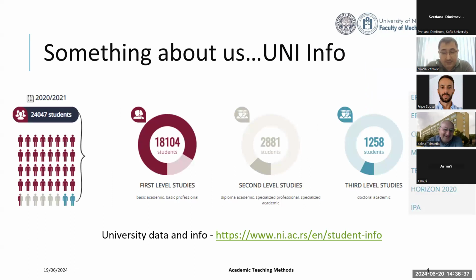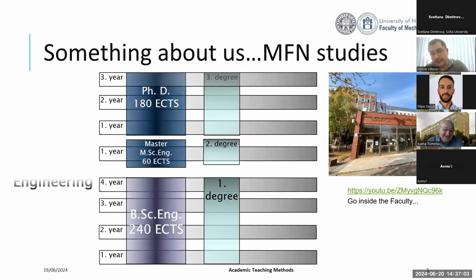This is just some info about our university in general. How many students, how many levels of study. Of course, we have bachelor, we have master, and we have PhD studies. We have some specialized studies concerning some profiles that are specific to current market trends and so on. And you can also get data from these links if you are interested in coming to Serbia or visiting our university. So it's completely okay.